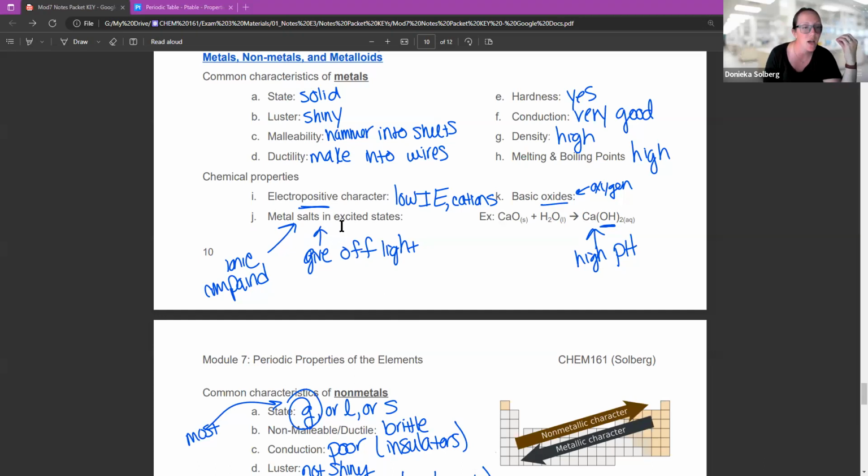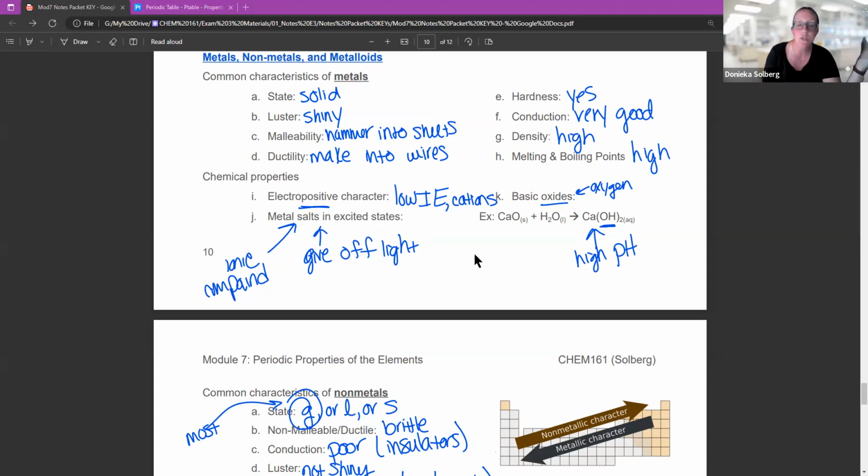Metal salts in excited states like to give off light. They give off specific colors of light. This is something you will explore in lab. Talking about metal salts, a metal salt is just an ionic compound. Like NaCl is a metal salt because it's made with sodium, and it's a salt because it's an ionic compound. Salt and ionic compound are kind of synonymous.